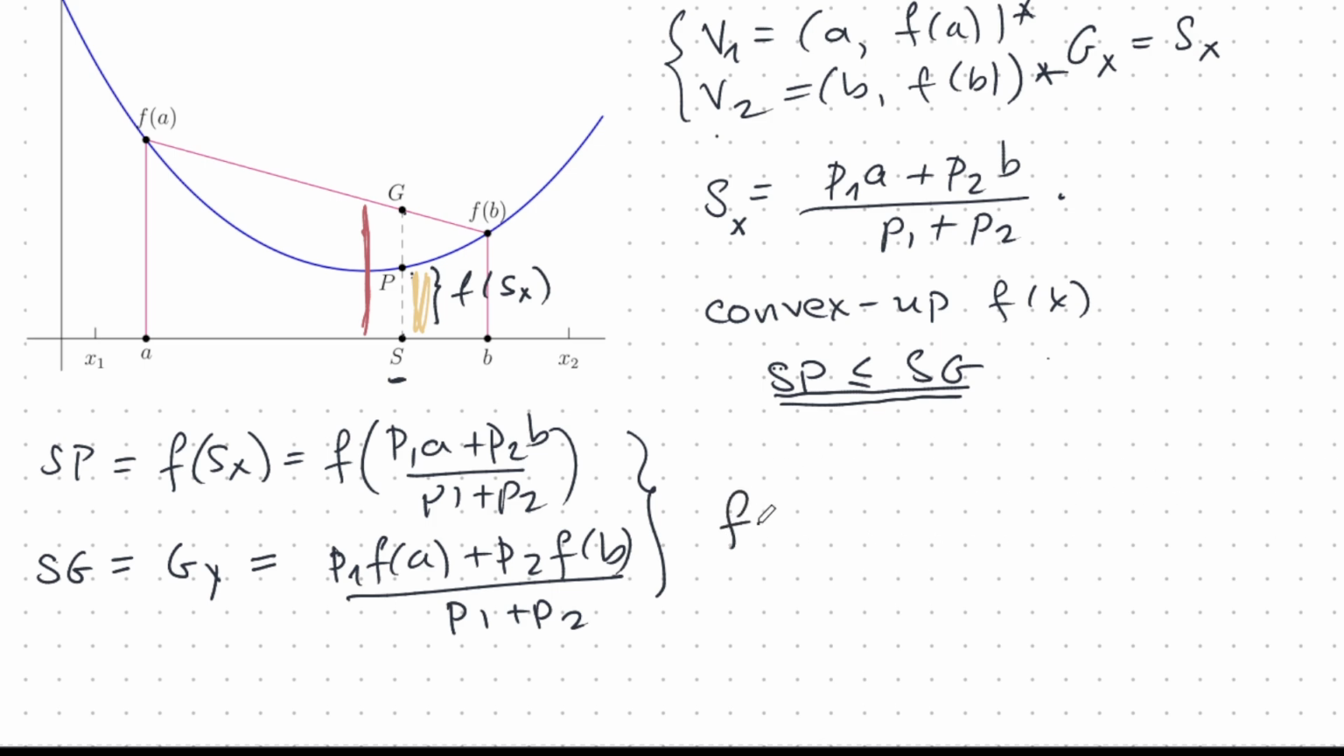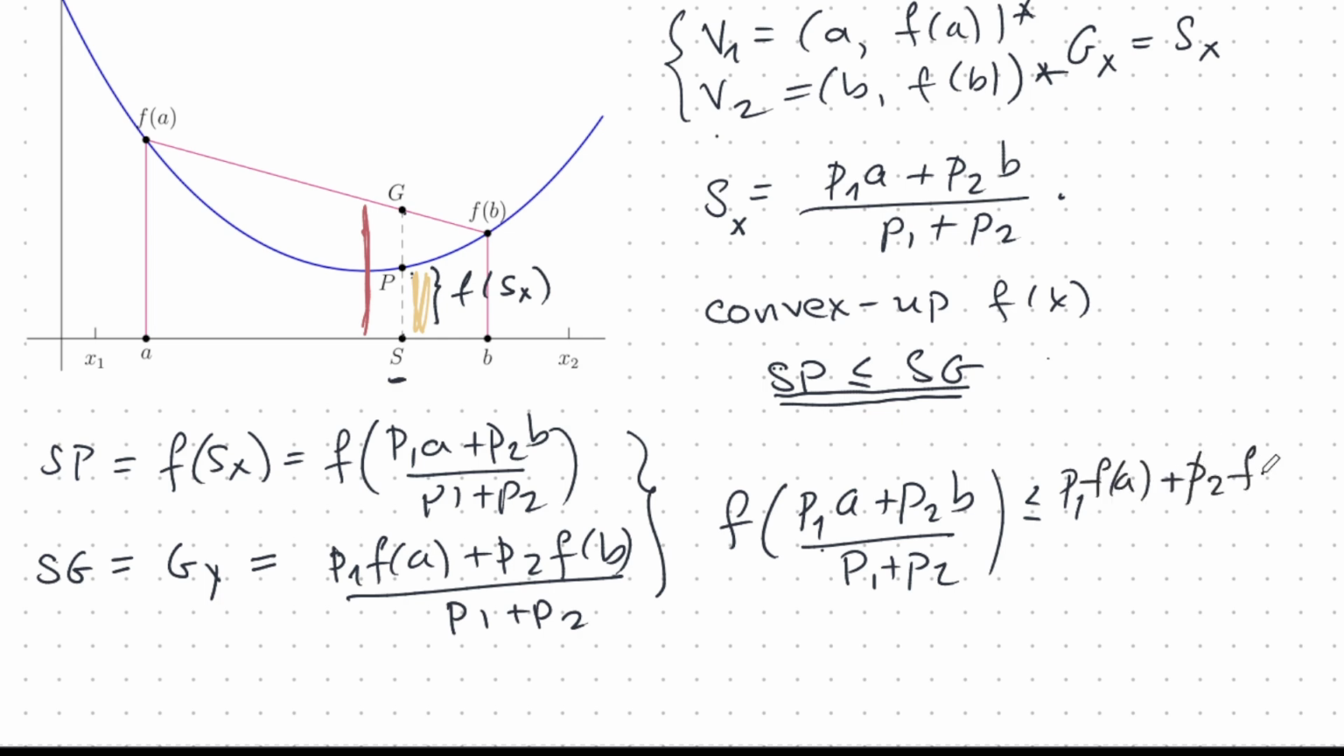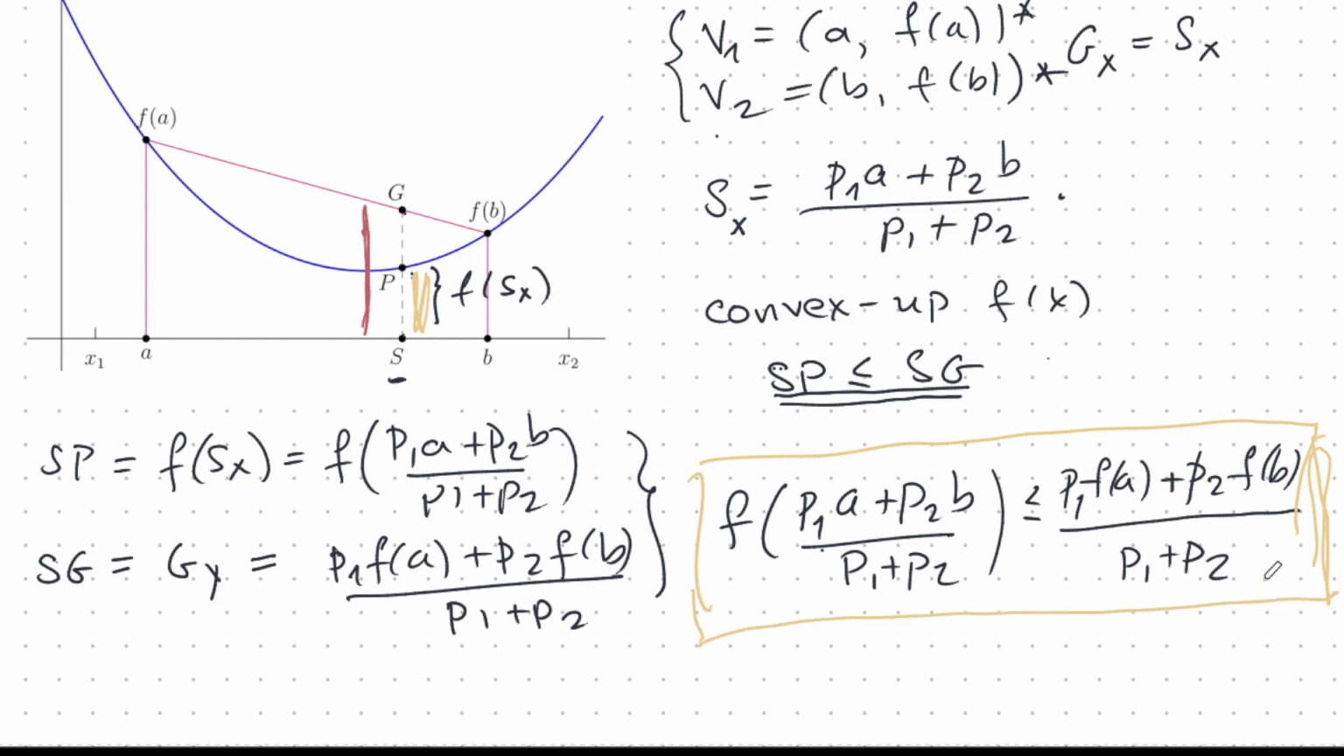So we have this beautiful inequality: f of P1A plus P2B over P1 plus P2 is less than or equal to P1 f of A plus P2 f of B over P1 plus P2. Very beautiful. Let's put a box around that. This is actually Jensen's inequality, but there's usually a little thing that we do. I'll show you right now to make it a little bit more elegant.